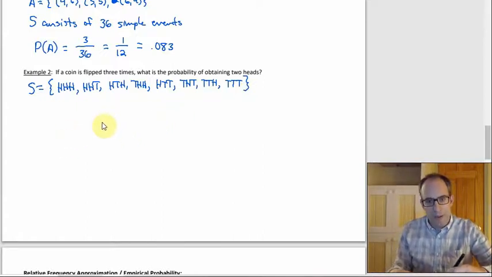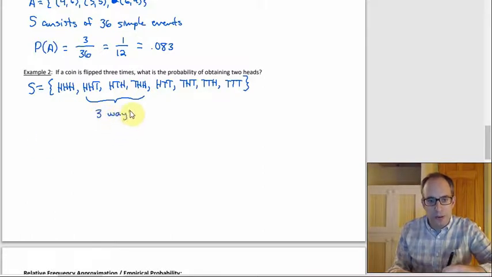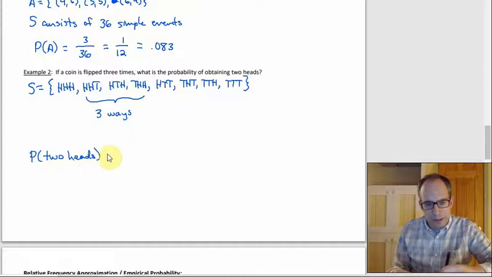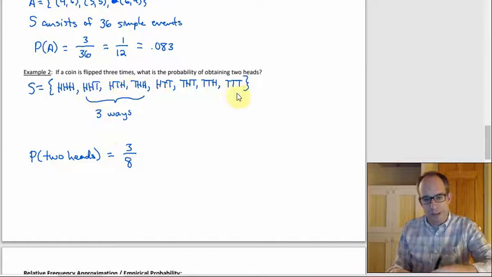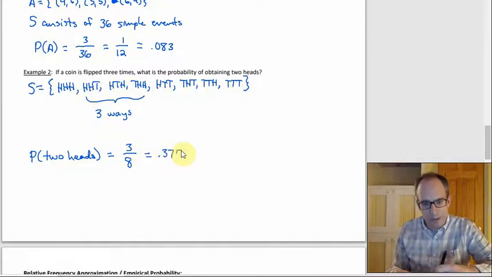And so then how many different ways can we get 2 heads? Well, it's these 3 right here that have exactly 2 heads, right? So there are 3 ways that you can do it. So then the probability of 2 heads is going to be 3, since there are 3 ways to do it, out of 8, since there are 8 simple events here in the sample space. So that's 0.375 as a decimal.